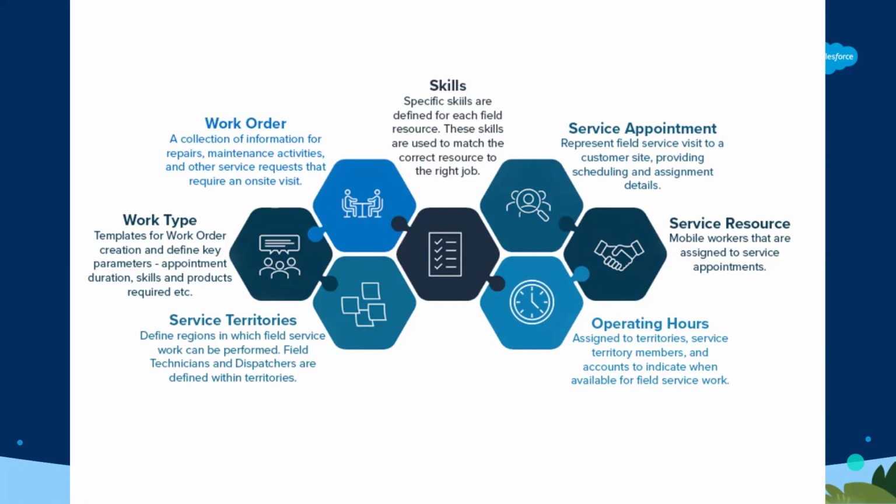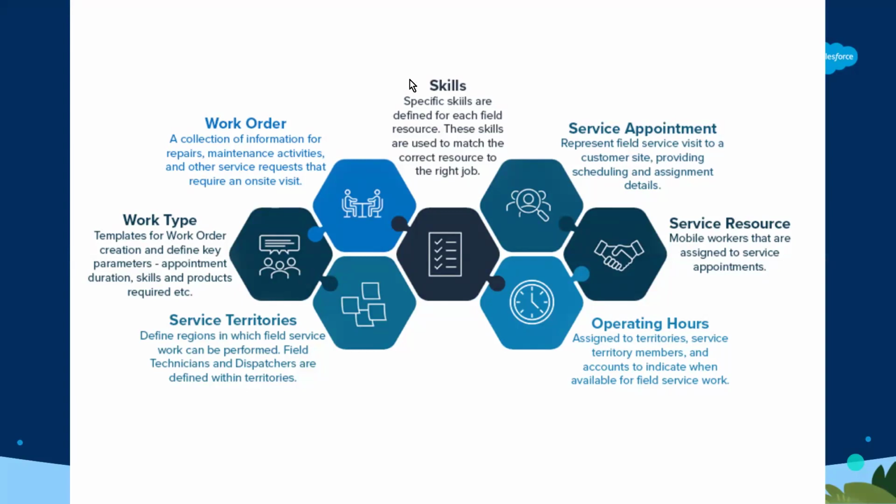Next, we have got work types. The work types are nothing but the template that defines the key requirements to fulfill a work order, such as the skills required, the type of work that needs to be done, the duration required, the products needed, etc. Service territories, as you can see here, are the areas where the company will basically perform their services. So those are the territories that are defined. For example, from city A to city B, the company XYZ performs its repairs. So from city A to city B, that entire range is its service territory.